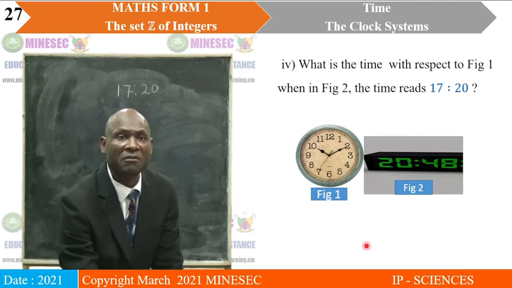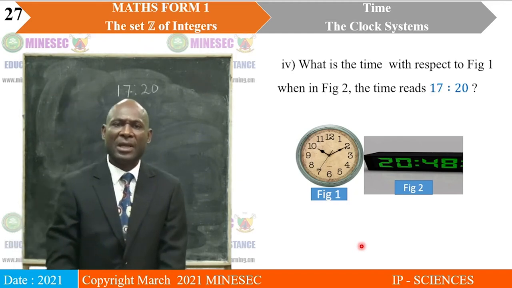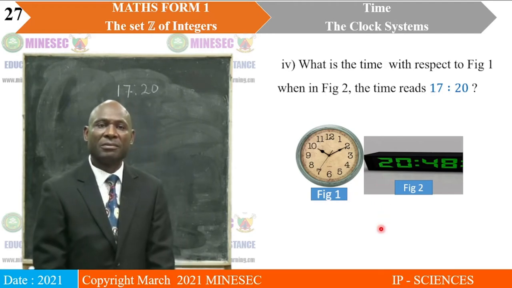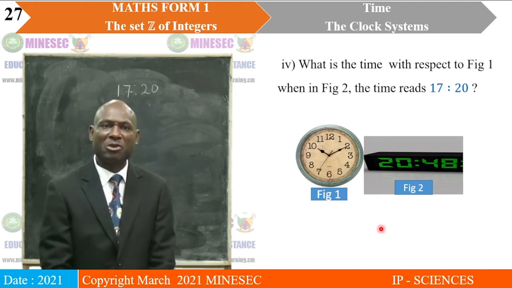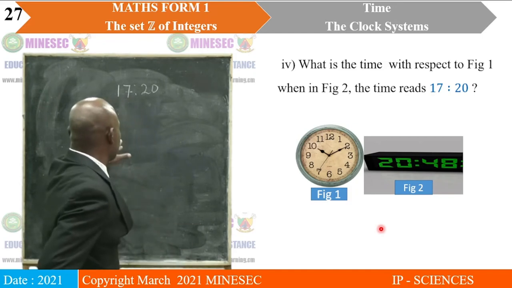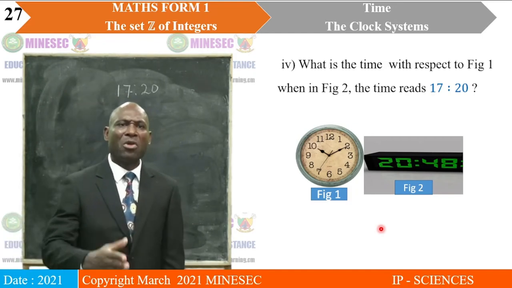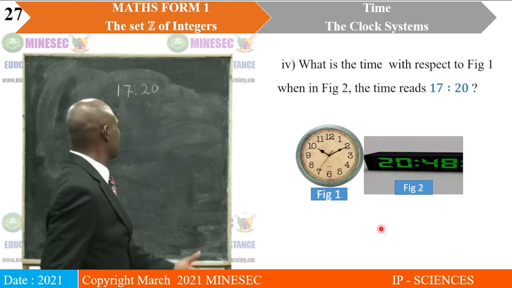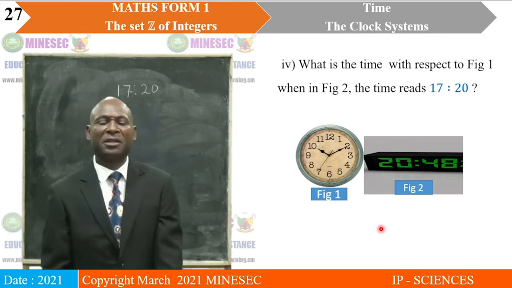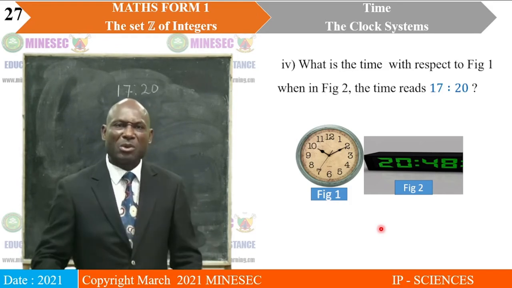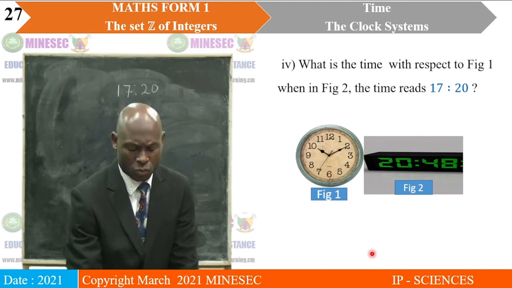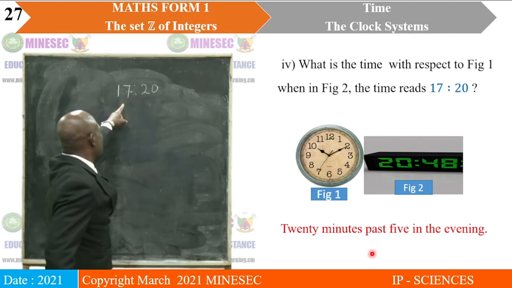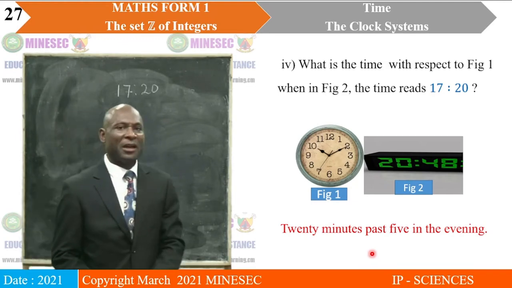What should the time in figure 1 read? Remember, the digital time is given in 24 hours. Then the clock, as you see, is displayed in 12 hours. So 17:20 will mean when both clocks read 12 o'clock, then the digital one will move to 13, 14, 15, 16, 17, as it is counted within the 24 hours. So 17:20 will mean 20 minutes past 5 in the evening.